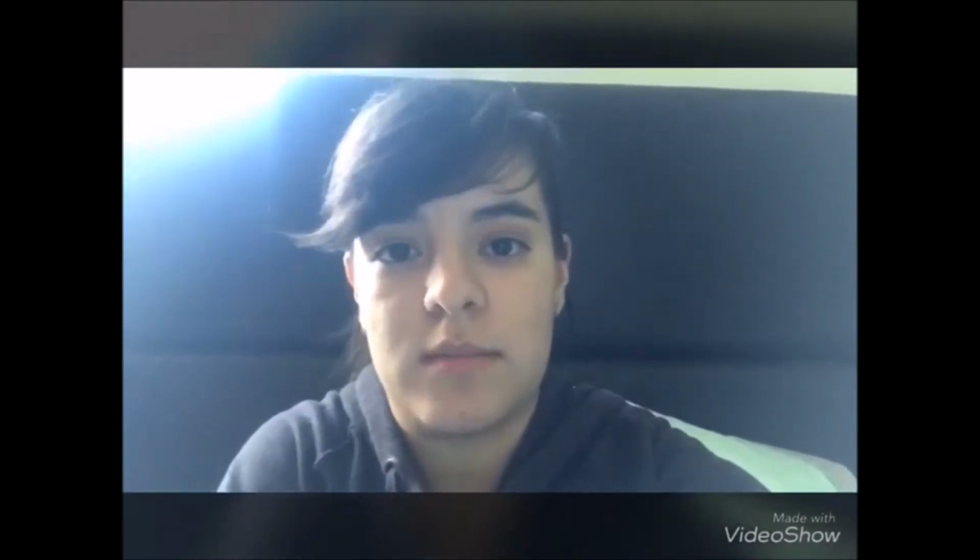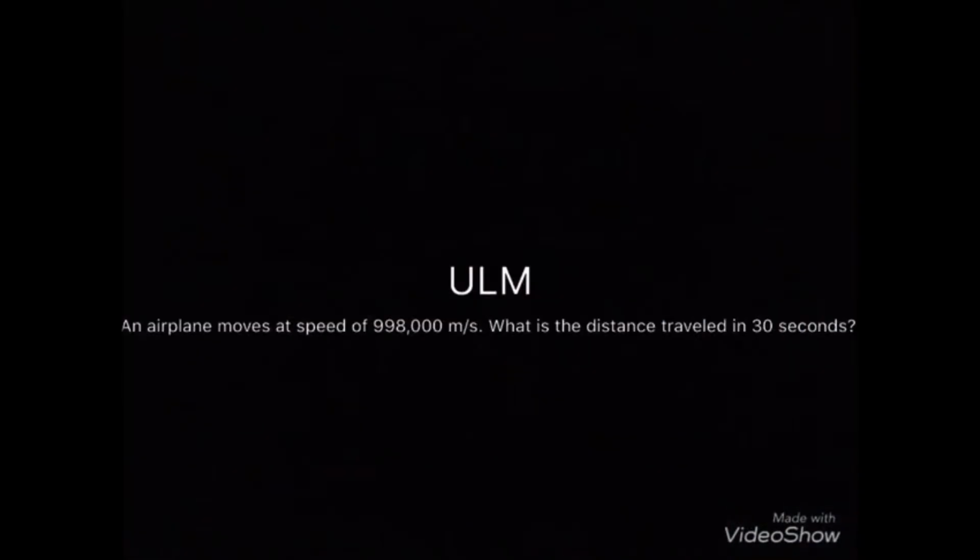Now we are going to solve some problems about uniform linear motion and uniformly accelerated linear motion. An airplane moves at a speed of 998,000 meters per hour. What is the distance traveled in 30 seconds?